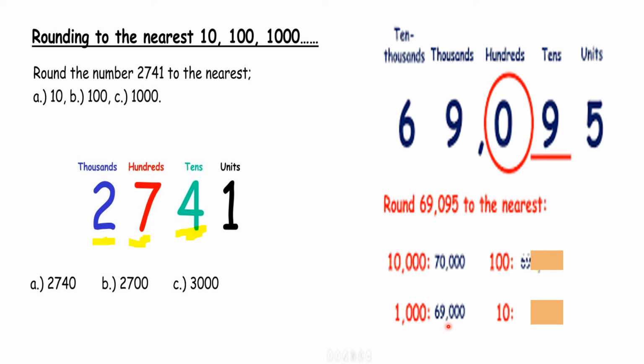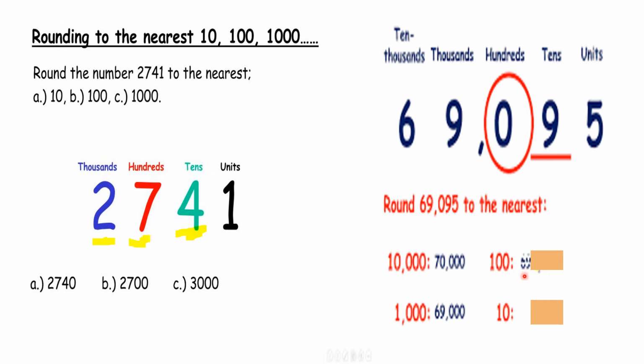Round the number to the nearest thousand. Nearest thousand means let's highlight the digit in the thousands place, which is 9. Look at the digit to its right. If it's between 0 and 4, no change. If it's between 5 and 9, plus 1. Now you can see it's 0, between 0 and 4. So I'm not going to change 9: 69,000, as I have written here.